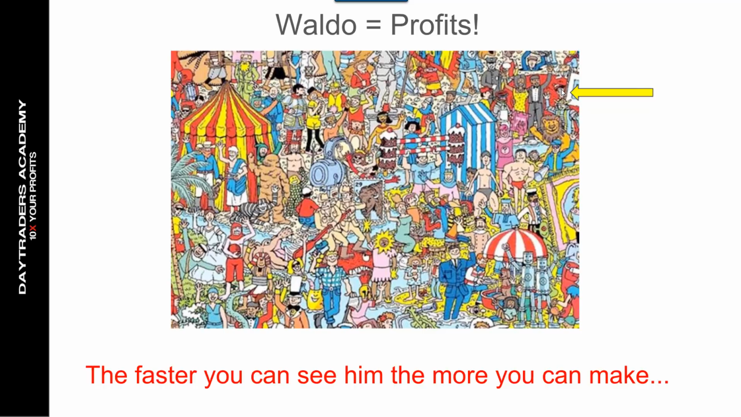He's in here, but if I didn't tell you, you might not find him so quickly. Now, here's the deal. Once I pointed it out, you'll always be able to find him in this particular picture instantly. But without understanding how to find Waldo, you're going to waste a lot of time and energy trying to figure out where he is. So here's the deal. When it comes to trading, these candlestick patterns are your Waldo. And the faster you can see your Waldo, the more money you can make.